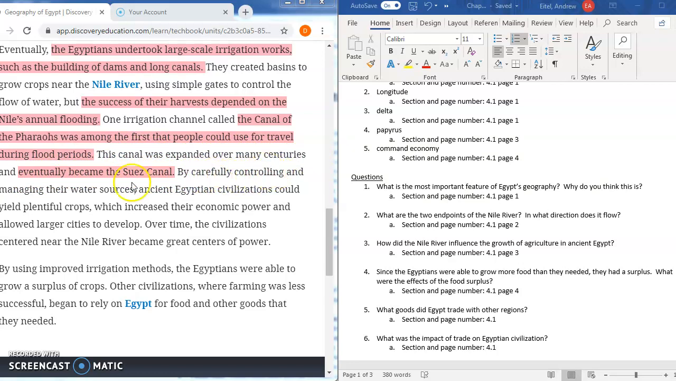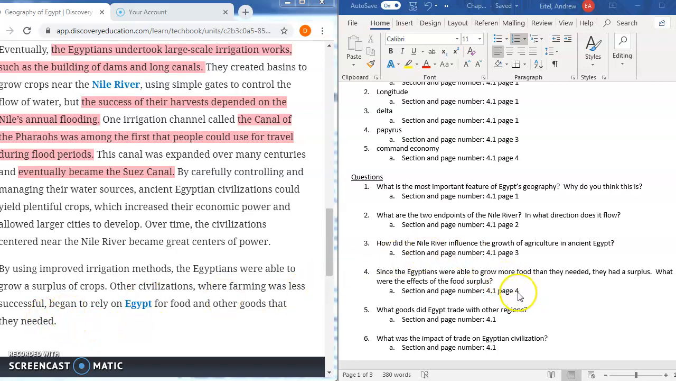By carefully controlling and managing their water sources, ancient Egyptian civilizations could yield plentiful crops, which increased their economic power and allowed larger cities to develop. Over time, the civilizations centered near the Nile River became great centers of power. By using improved irrigation methods, the Egyptians were able to grow a surplus of crops. Other civilizations, where farming was less successful, began to rely on Egypt for food and other goods that they needed.